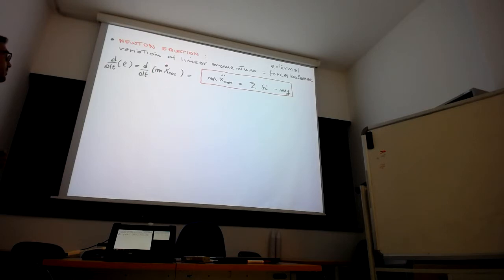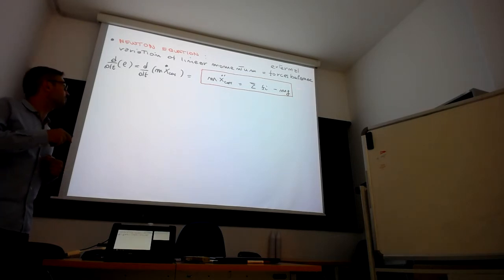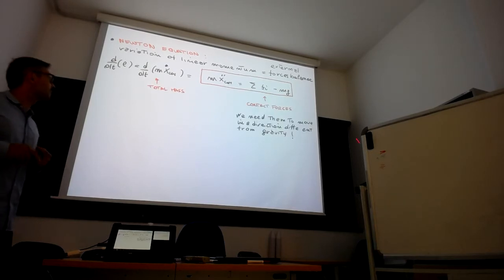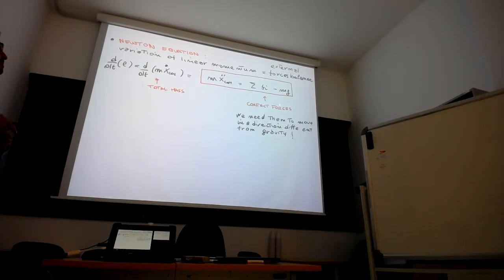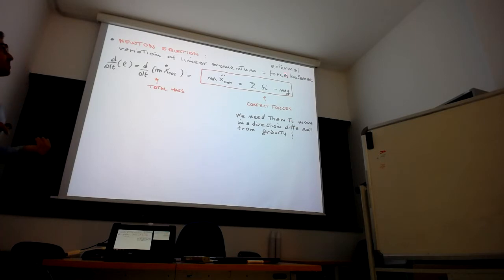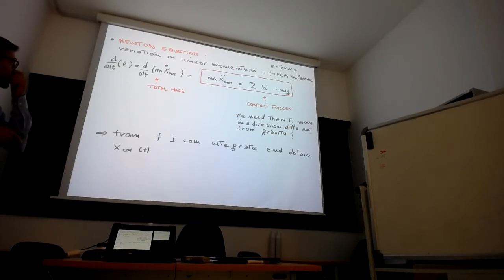defining the linear momentum as the mass times the velocity of the central mass, and it will have the well-known form of acceleration times total mass of the body equal to the sum of the forces applied and the gravity, which is also an external force. The external forces can be, for example, the contact forces, and we see from this equation that to move in a direction different from gravity, we need to have some contact forces. Otherwise, the gravity will dictate the direction of the acceleration.